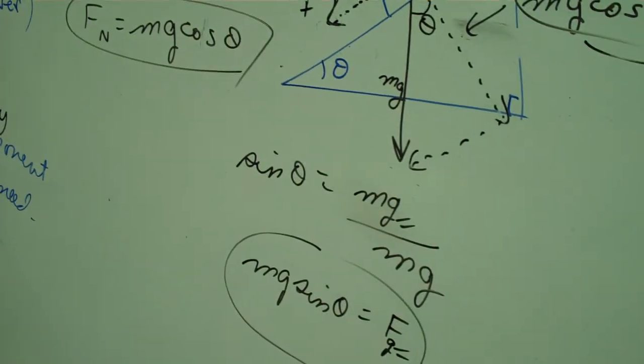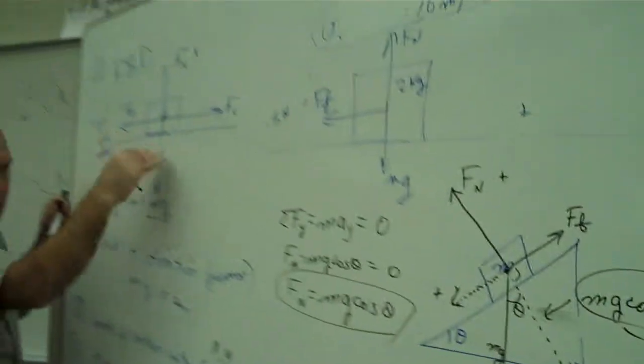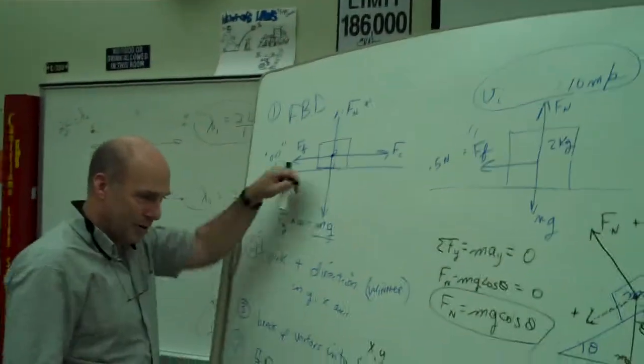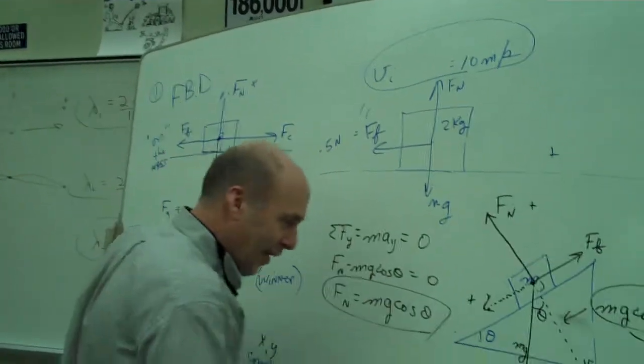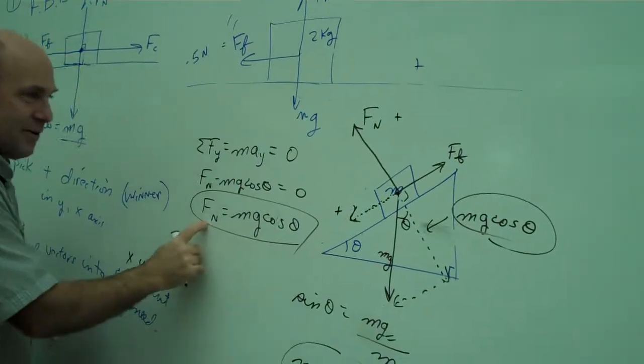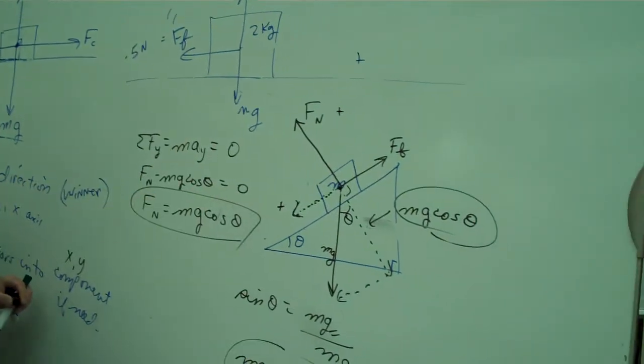mg times 1, mg. See, look, normal equals mg when you're on a horizontal bunny hill. Boring as heck. Okay? So, mg cos theta equals the normal force. Get used to that. That happens a lot.